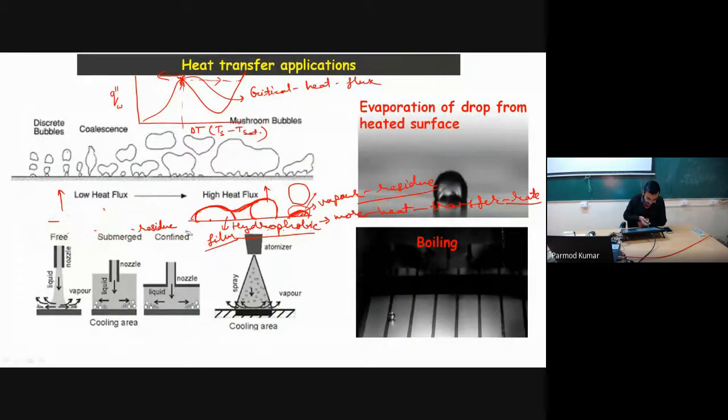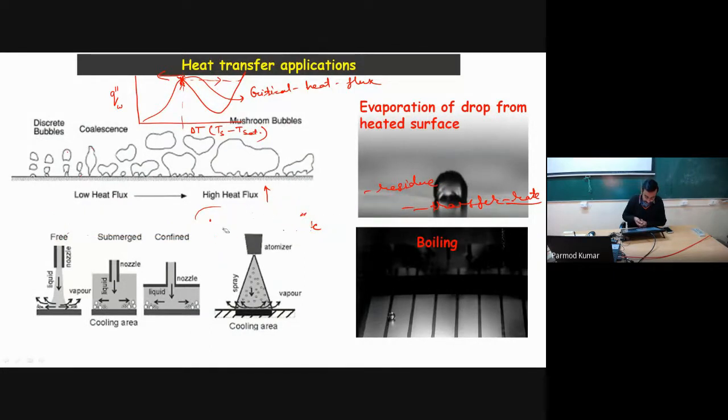So this is a typical representation of how different types of surface characteristics behave with boiling heat transfer. Okay, now another important type of cooling mechanism we have is called spray cooling. You can see over here there are different schematic representations for spray cooling. In spray cooling, fine droplets coming from an atomizer are sprayed on the surface.